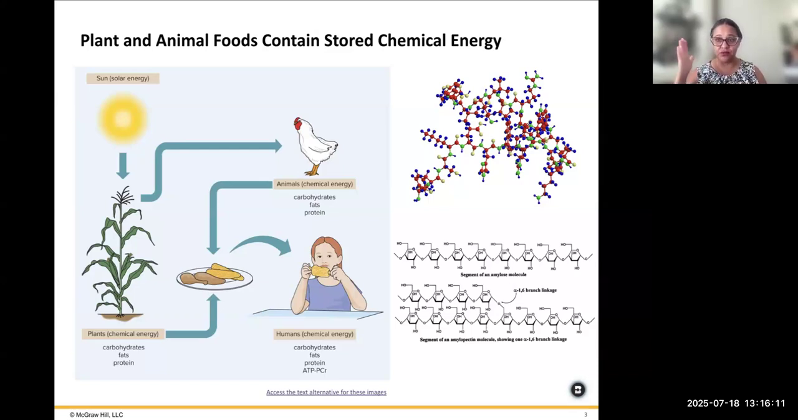And the pictures on the right, those are the chemical formulas. The top one is protein, the bottom one is starch. And it's in those chemical bonds that energy is stored. And when we eat our food, our body breaks those bonds. Every time those bonds are broken, we get energy from that.